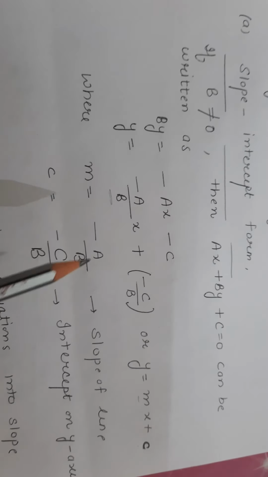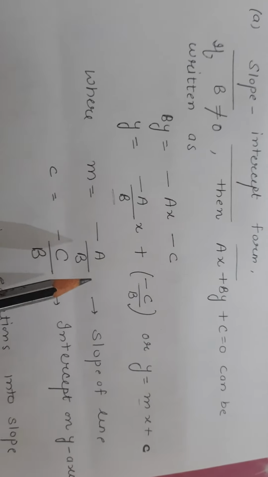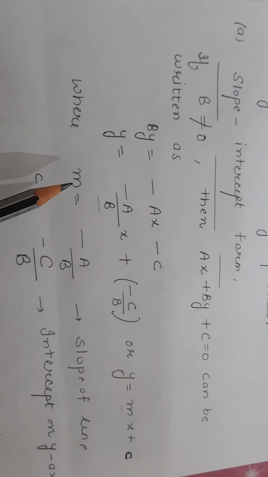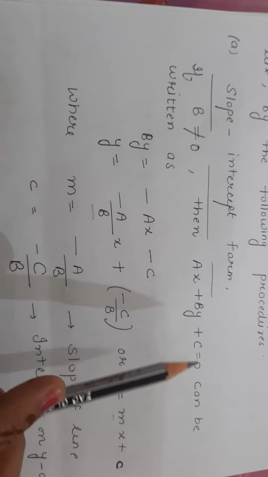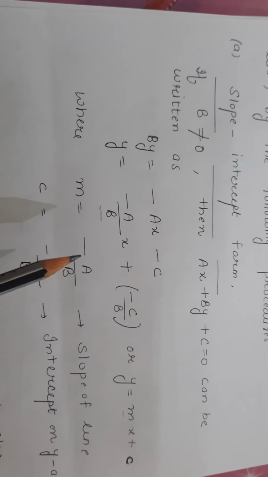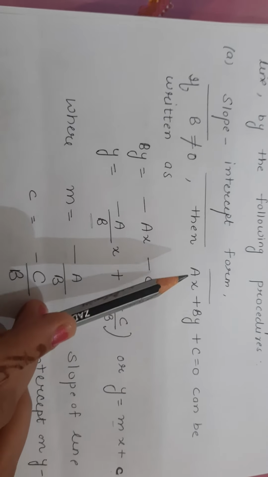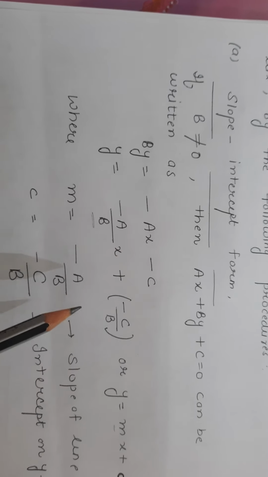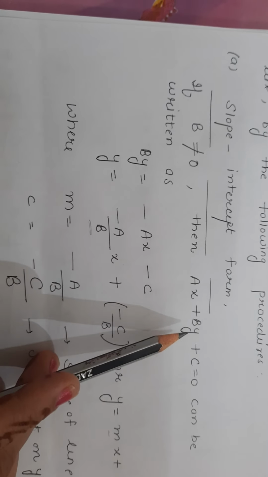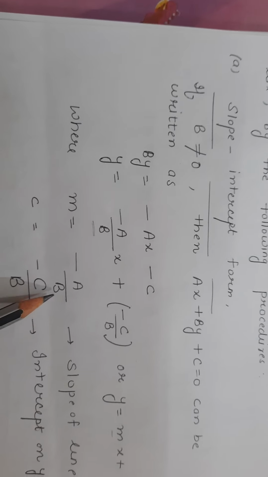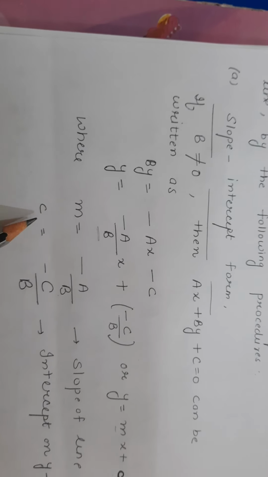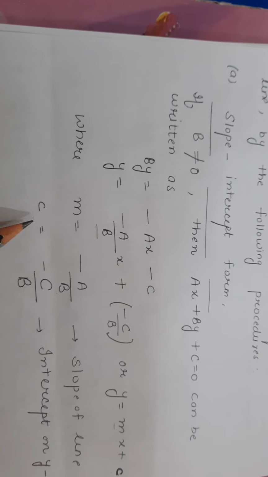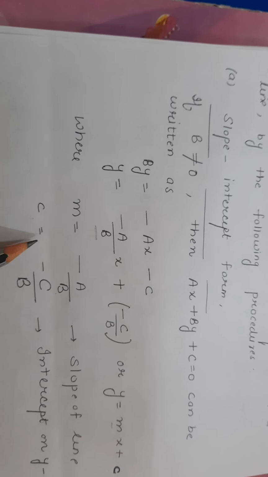So from here you can also generalize a result that the slope of equation, the general equation ax plus by plus c equal to 0, can also be directly evaluated as coefficient of x, that is a, divided by coefficient of y, this b, with the negative sign. So this is your slope. And the intercept on y-axis is, let it be small c, this is equal to minus c by b.